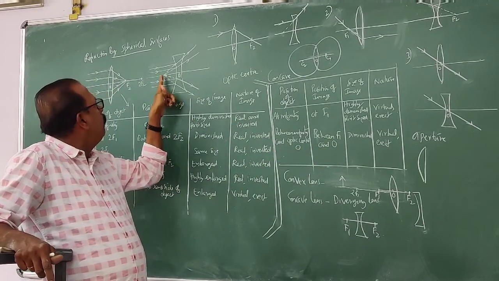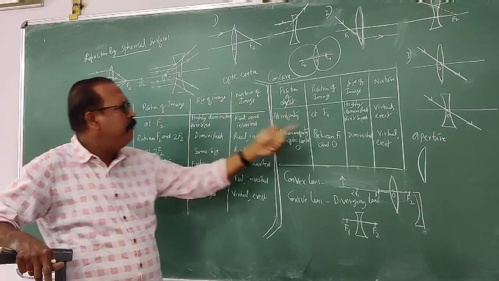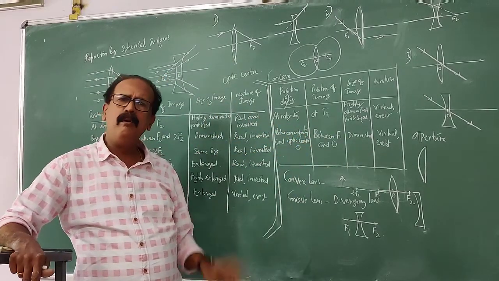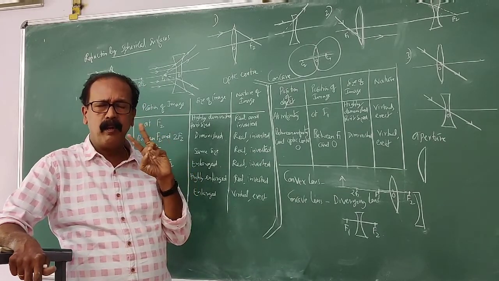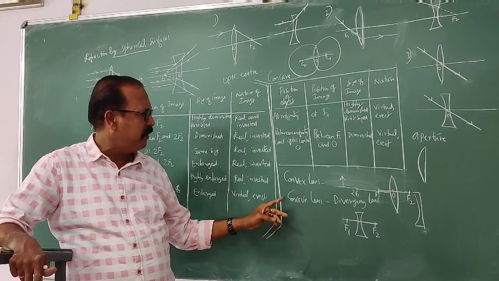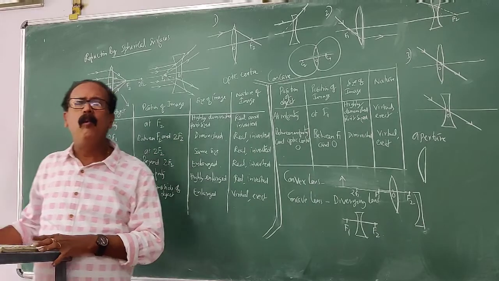We will draw it and show that between F1 and O you will get an image. And what is the nature? It's a diminished image, virtual and erect. Only two positions for a concave lens or diverging lens. Only two positions. And therefore all of these positions we have to draw.